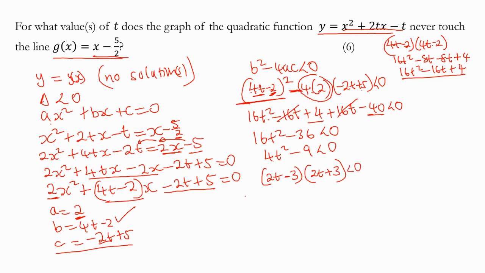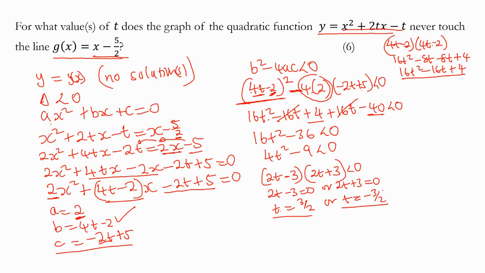This is an inequality. Let's get our critical points. So 2t minus 3 is equal to 0, or 2t plus 3 is equal to 0. These are the critical values. Then t is equal to 3 over 2 or t is equal to negative 3 over 2. We want to solve the inequality. What is the solution now?